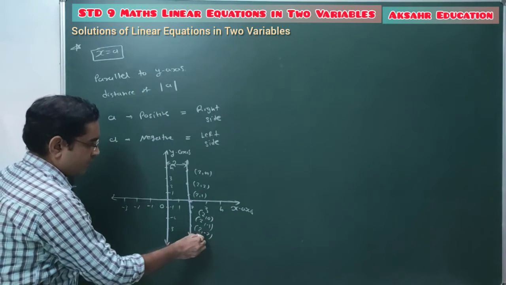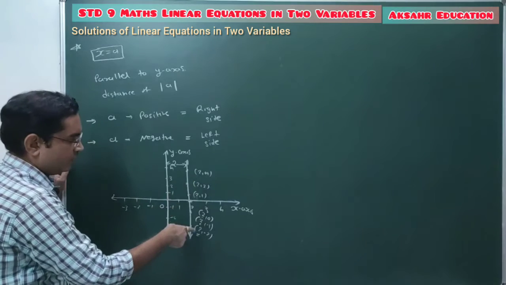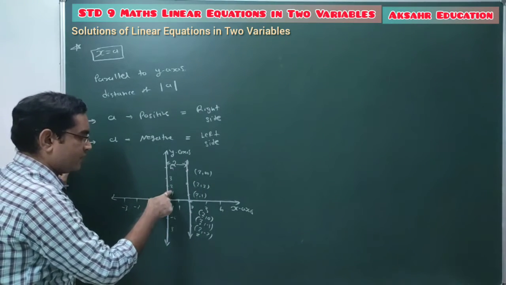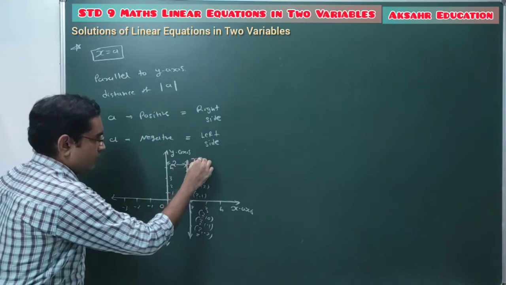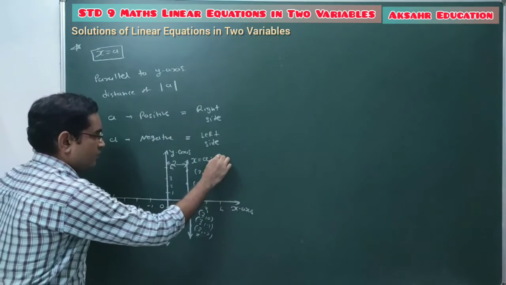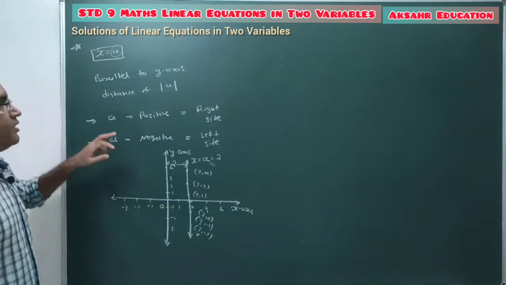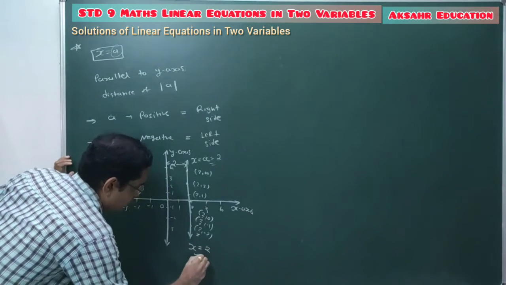Here you can say that all the points which lie on the line have coordinate always 2. The x coordinate of all the points which lie on this line, which is parallel to y axis at the distance of 2 unit, is 2, and therefore the equation of this line is x equal to a, where a is 2. So the equation of this line is x equal to 2.